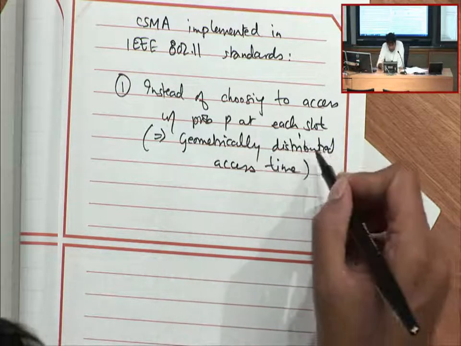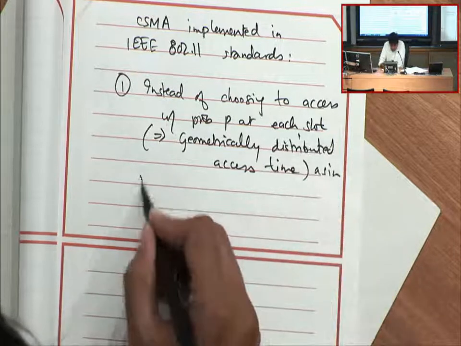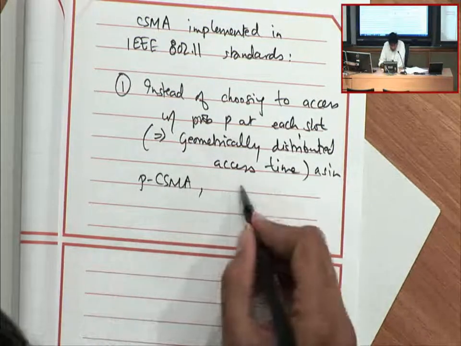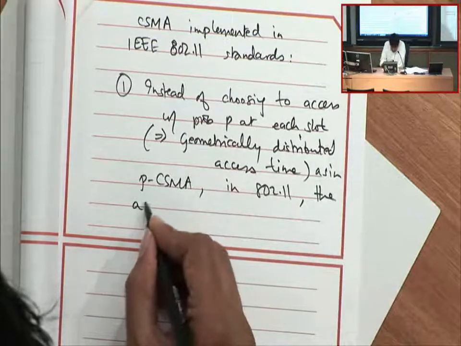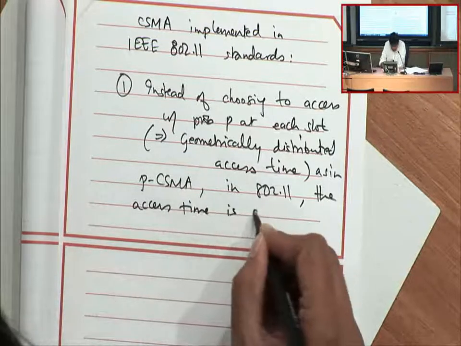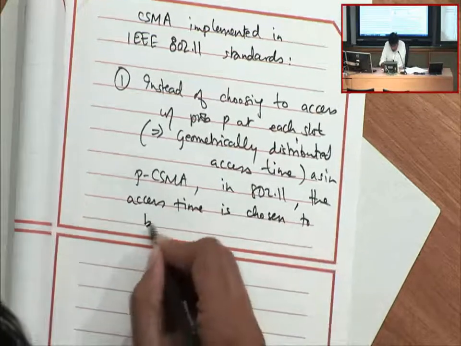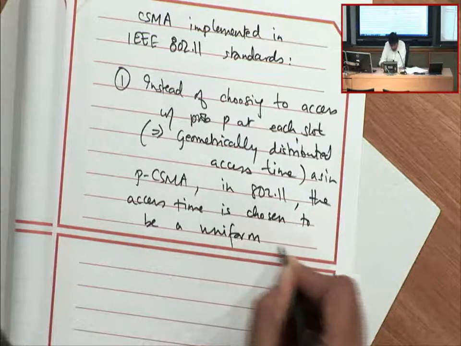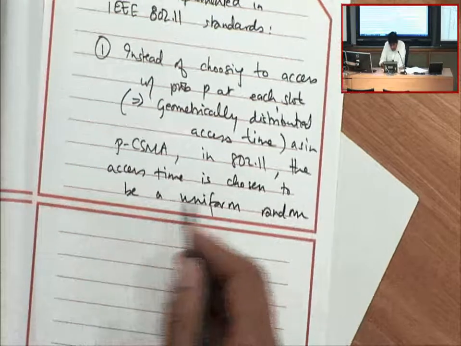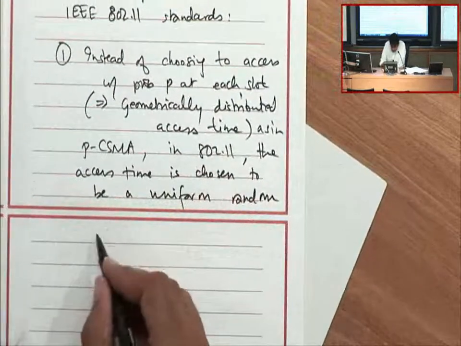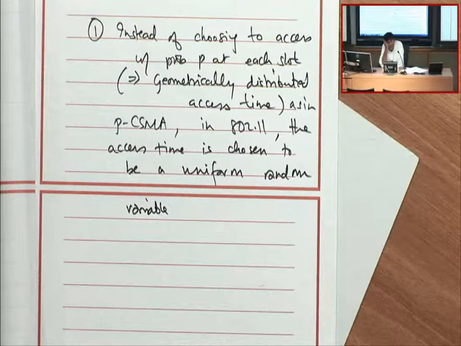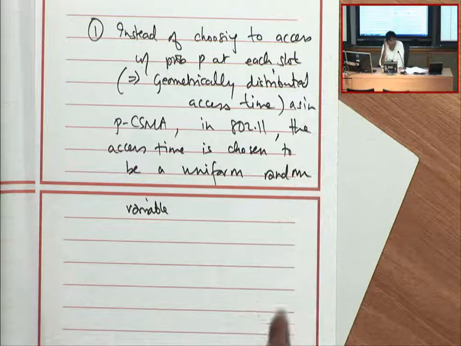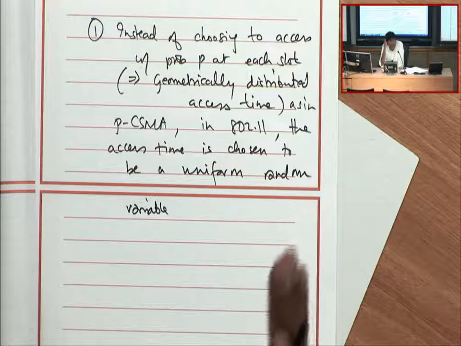So instead of doing this, as in PCSMA, in 802.11 the access time is chosen to be a uniform random variable. In practical implementations, having a geometrically distributed access time is a little worrisome. The biggest worry is that in the worst case, it can be arbitrarily large. There is no maximum size to the access time if it's geometrically distributed.